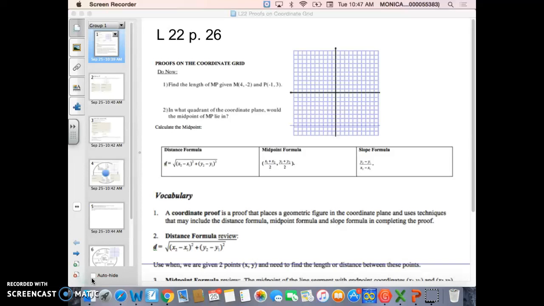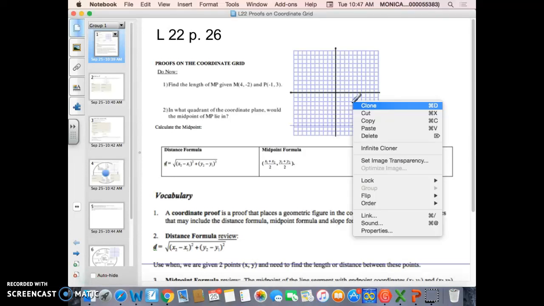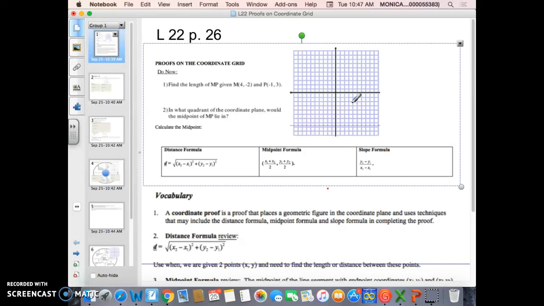You might want to pause the video and then come back and make sure you did it correctly. So it says find the length of MP given that M is at (4, -2). 1, 2, 3, 4, 1, 2. So there's M. And P is at (-1, 3). So -1, 3, 1, 2, 3 is here. Of course, you're going to want to label this P, and this is M.